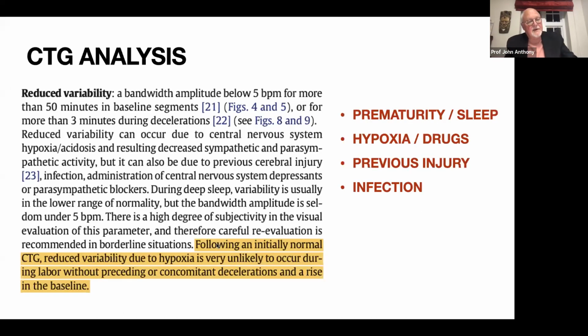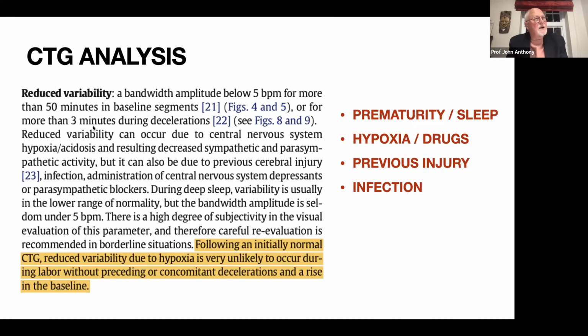The next thing that we look at in tracings is to do with variability. In other words, whether the tracing bounces around on the baseline or whether it's a flatter tracing. And here again, there's a definition of a threshold. So it's normally above 5 beats per minute. And if it's less than 5 beats per minute, it's reduced variability. And there's a time mentioned here again, which is 50 minutes in the baseline segments and 3 minutes during decelerations.